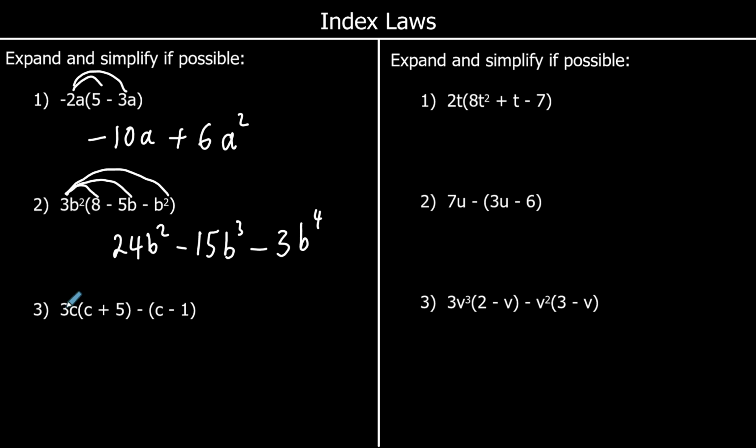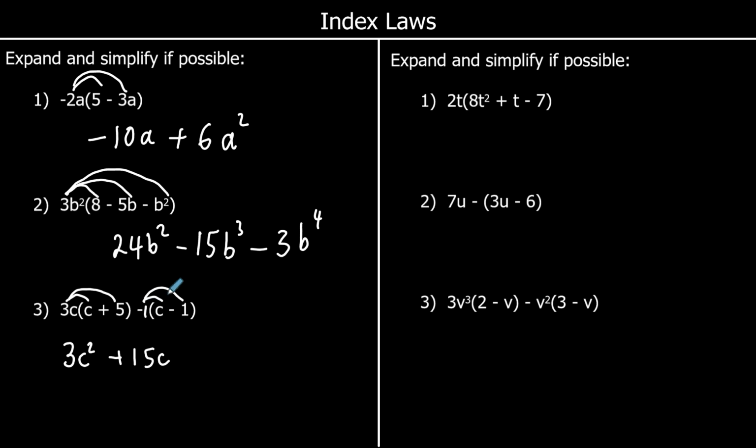And question 3. We've got 2 brackets to expand this time. 3c times c, 3c squared. 3c times 5 is 15c. Here we've got a negative times c minus 1. You can think of it as negative 1 times c minus 1.